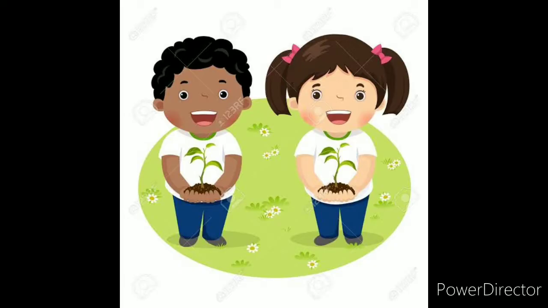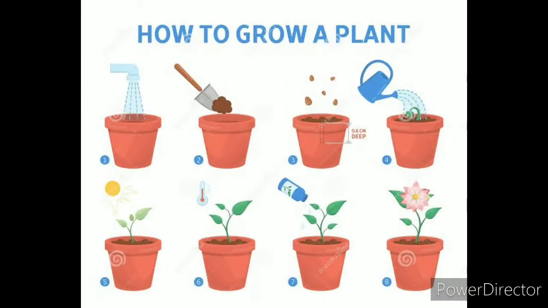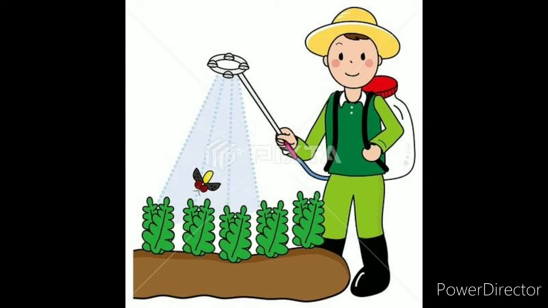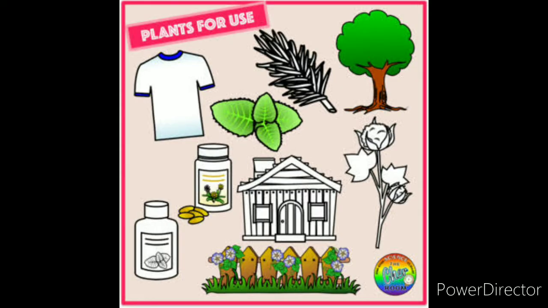Now we all grow plants in our house or in our surroundings, and we all know how to grow a plant. We sow the seeds, pour water, then we put manure if necessary. And if these plants are attacked by insects, then we also spray pesticides. Plants satisfy our needs as they too give us abundantly.